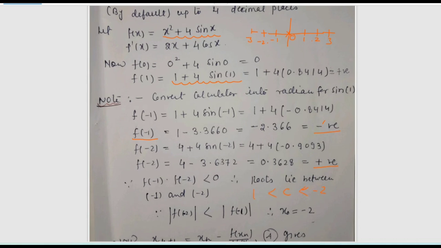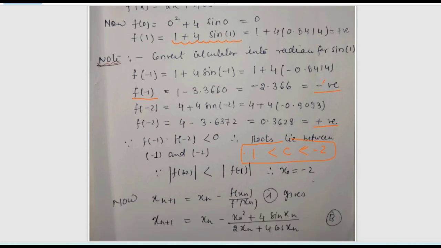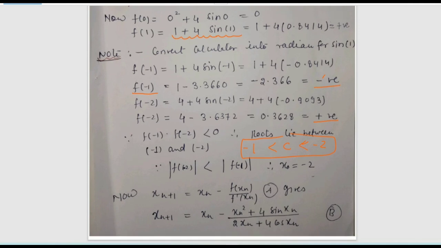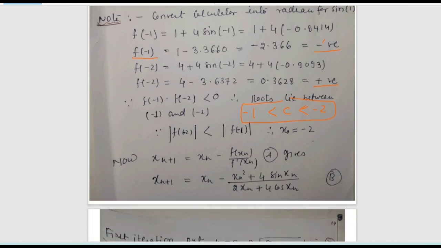Okay, the root, which I can just suppose here as c, is lying between minus 1 and minus 2, right? Now, in this NR method you have to select the initial approximation. Initial approximation means the important thing for this method is you have to select x0 first. To choose x0, you can bisect this interval, meaning you can find minus 1 plus minus 2 divided by 2. So in this way you will get minus 1.5.